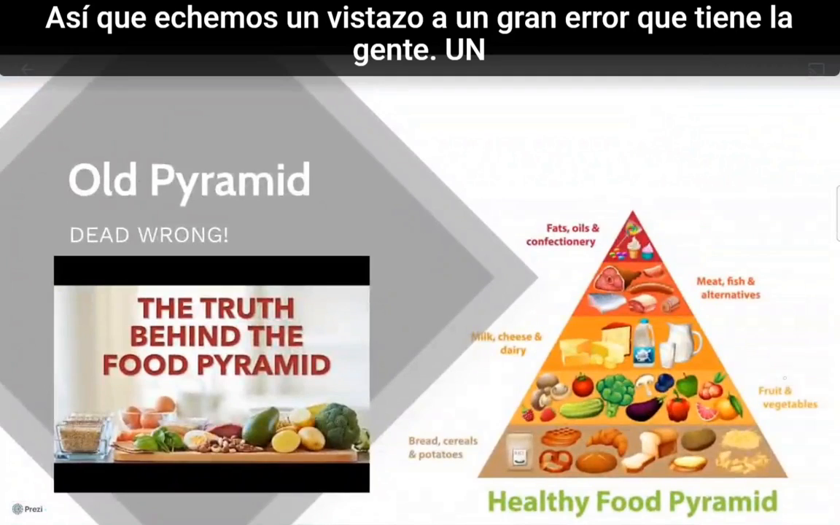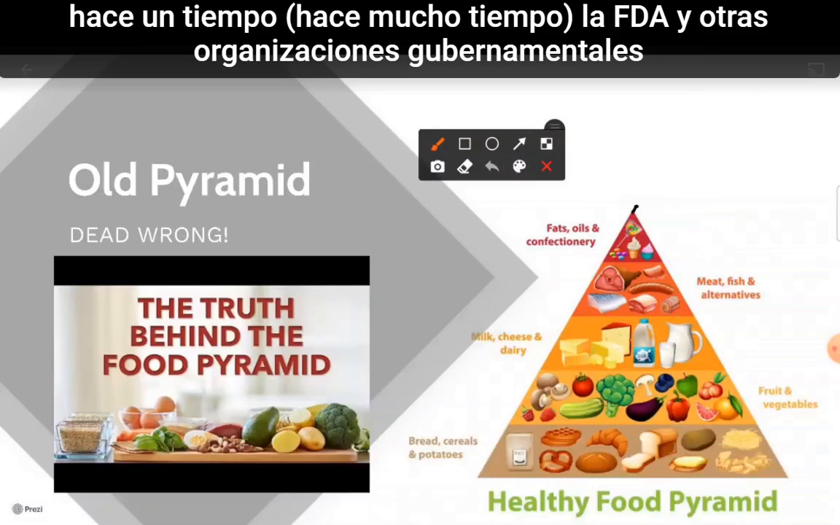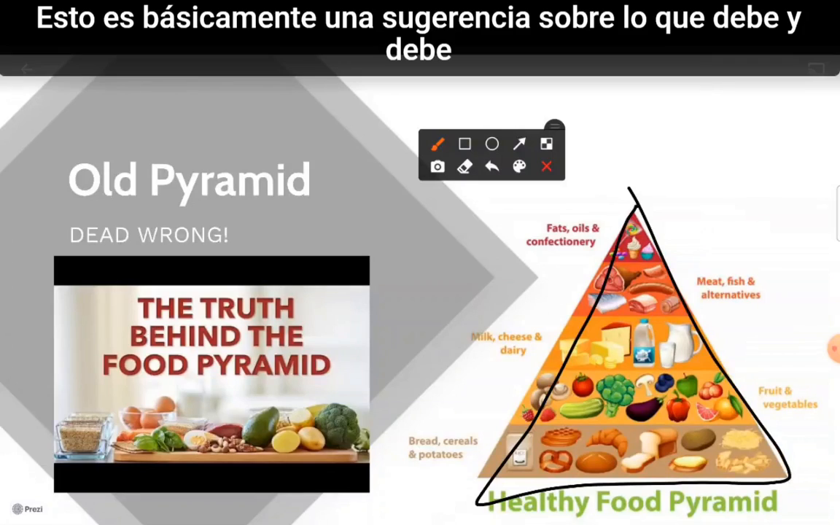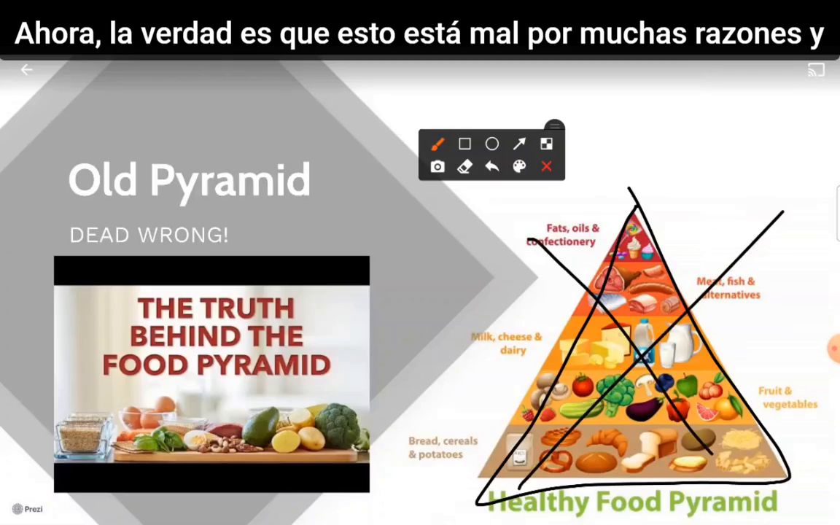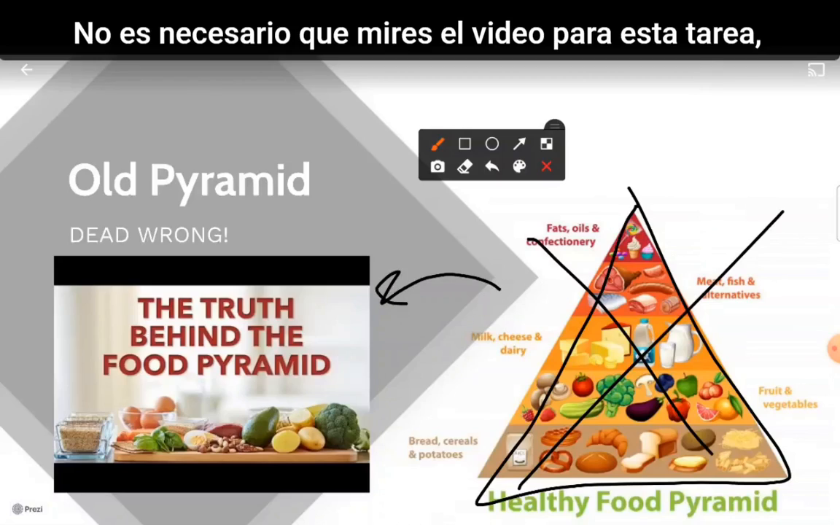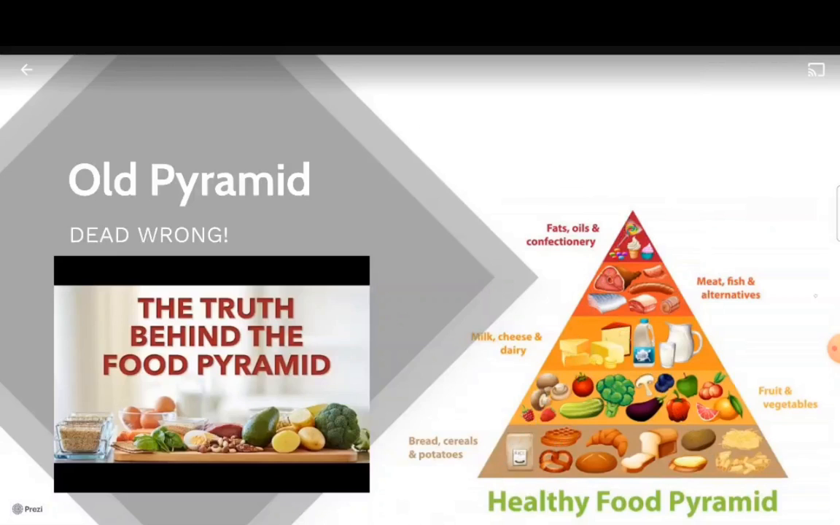So let's take a look at a big misconception people have. A long while ago, the FDA and other government organizations helped to come up with a food pyramid. This is basically a suggestion on what you should and should not be eating. The truth is, this is wrong for a lot of reasons, and I'll include a video that kind of talks about that. You can watch it. You don't have to actually watch the video for this assignment, but it's worth your education. You should know how to eat.